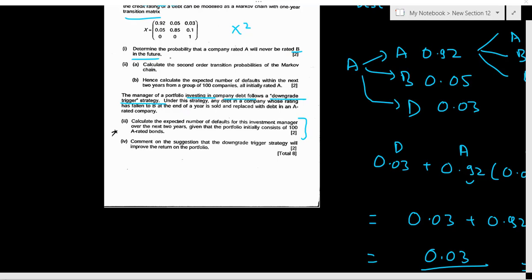Okay, so calculate the expected number of defaults for this investment manager over the next 2 years, given the portfolio initially consisted of 100 companies. Now they have tweaked the question a little bit. They are telling us that initially there were 100 companies, but now they are following a downgrade trigger strategy. That is, at the end of the first year, he'll replace all the companies which are rated B with the companies which are rated A, and then he'll again see what happens at the end of 2 years and how many companies have defaulted.